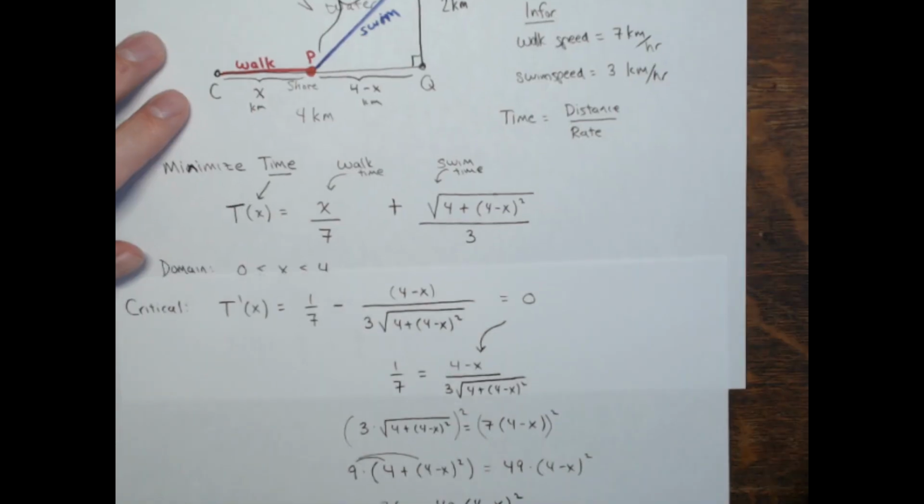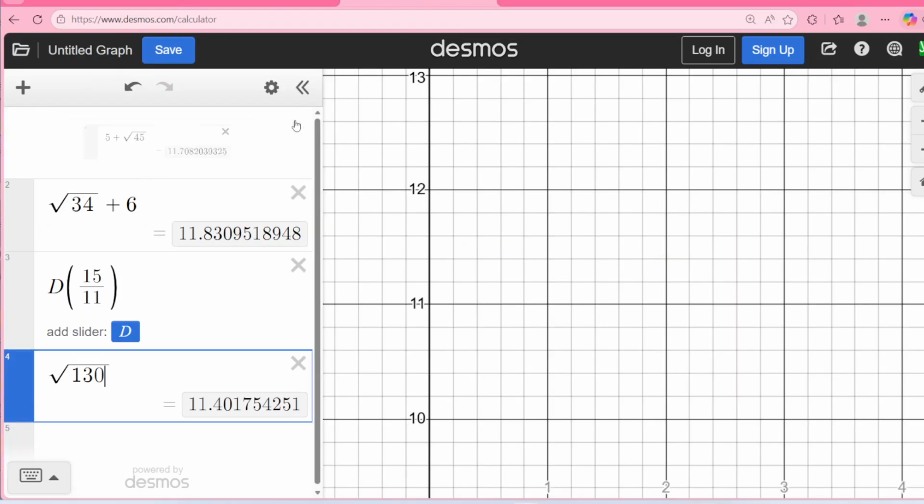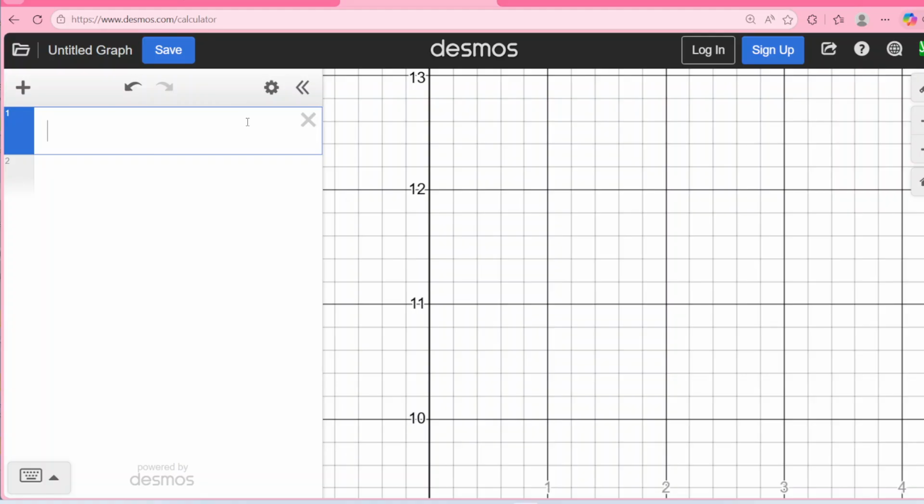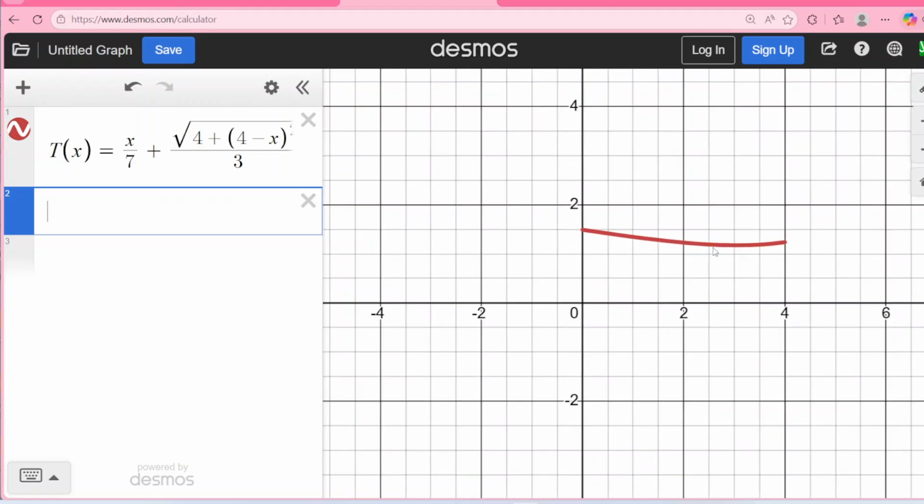So I'm just going to go to Desmos here, punch this in. So again, here was our function. I called it capital T, right? We have T of x equals, and we had the walking time, x divided by 7, plus the swimming time, which was this square root of 4 plus 4 minus x squared in parentheses, all inside the square root there, divided by 3. And we restricted x to being between 0 and 4. Okay, and so that's all we're looking at.